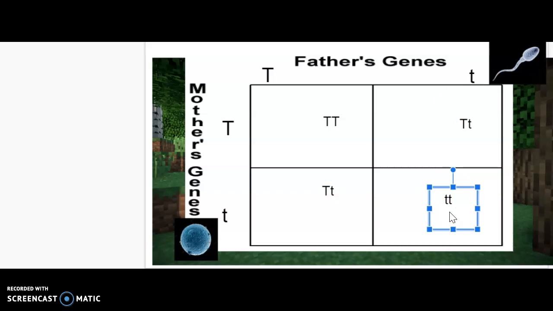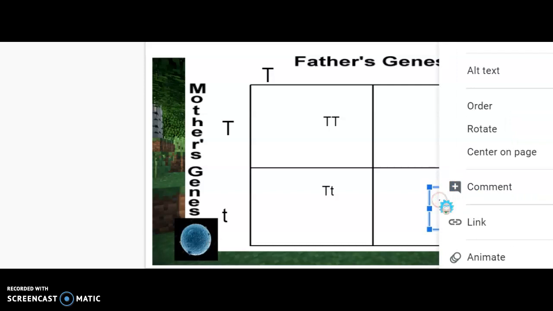So now, if we look, this specific father and this mother have a 75% chance of making a lamb with white wool, and a 25% chance of making a lamb with orange wool, because we have a pure line recessive that shows up here.